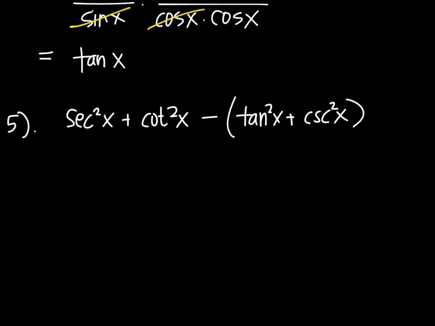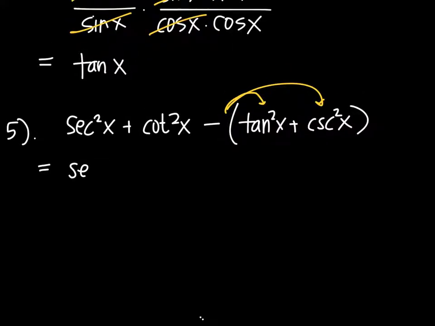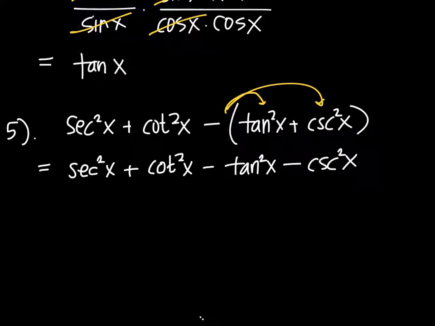This one doesn't. So what do I do with that one parentheses and with what's in front of it? I just distribute the negative. All right, great. So I just distribute the negative. All right, so secant squared theta plus cotangent squared theta minus tangent squared theta minus cosecant squared theta.